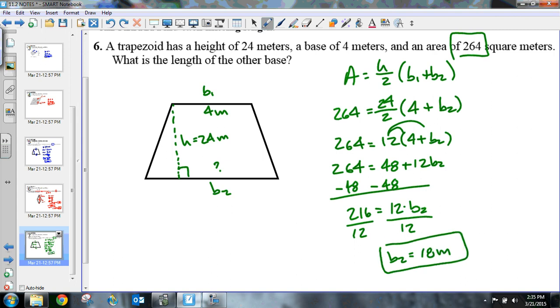Okay, so we're just using formulas. This should be something that we should be able to do.